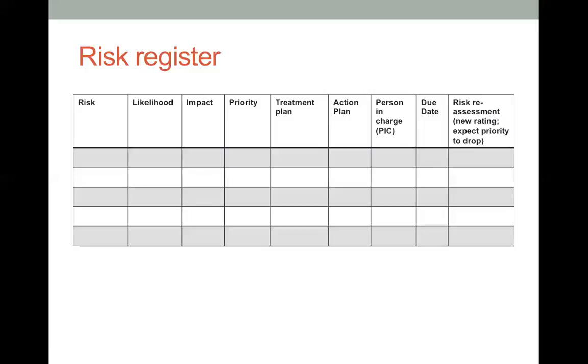Now, bear in mind the likelihood for this one is 4, and the impact is 5. Actually, before priority, we should have inserted one more thing, which is the risk level. How do you get the risk level? Simple. It is the product of likelihood and impact. So we just need to multiply those two rating scales. 4 times 5. We know the likelihood was 4, the impact was 5. So the risk level would be 20. What about the priority?